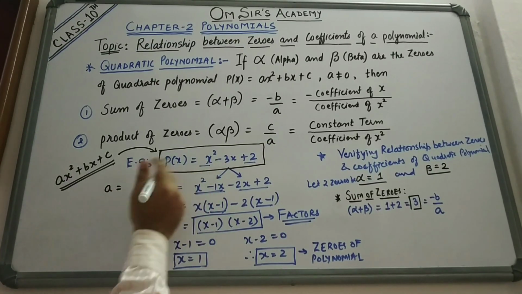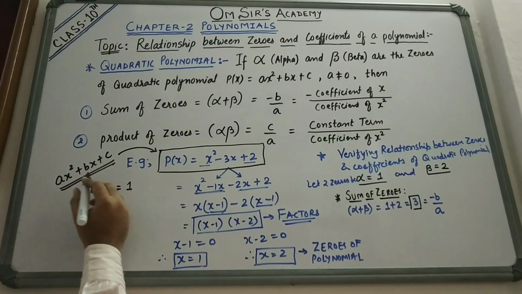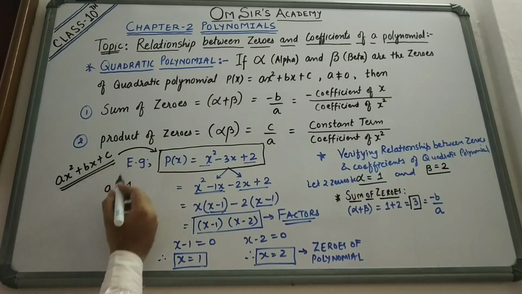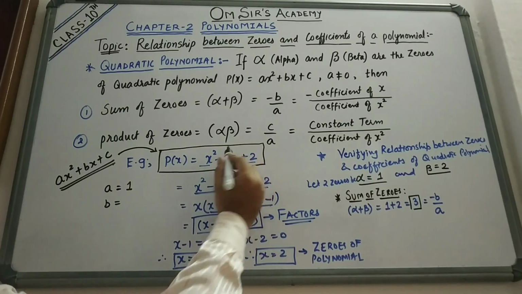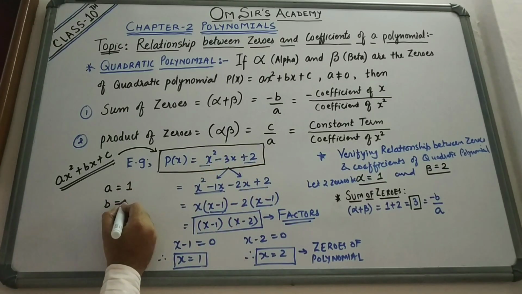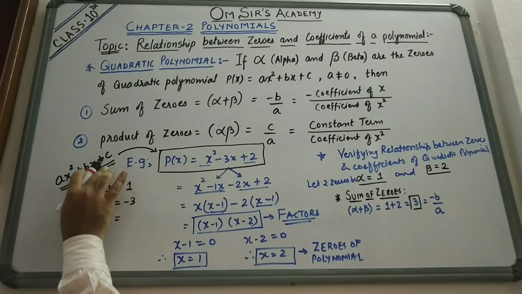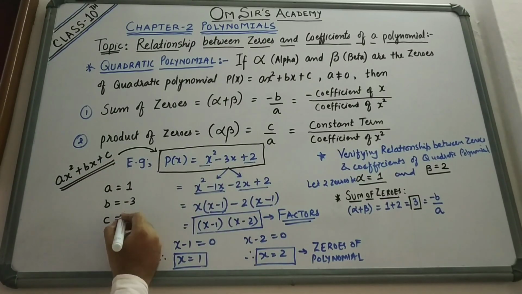In front of x square the coefficient is 1, so I take a as 1. Then b is the coefficient of x, so the coefficient in front of x is -3. So we can take b as -3. And c is the last constant term, which here is 2. So c is 2. Is it clear?